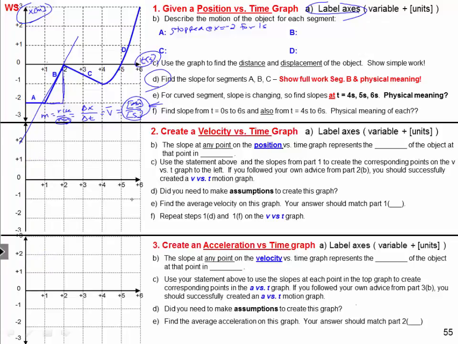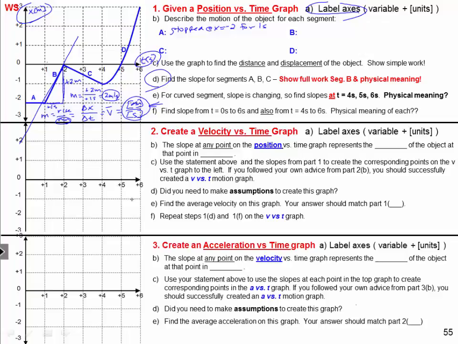So, remembering that slope means our velocity, we have a positive slope on this segment B, so it has a positive velocity. In fact, if we plug in our numbers here, and here's the short work I was talking about, we move up plus 2 meters, and we move to the right, our run is plus 1 second. I can just plug that in. Plus 2 meters over plus 1 second equals 2 meters per second. That looks like velocity to me.